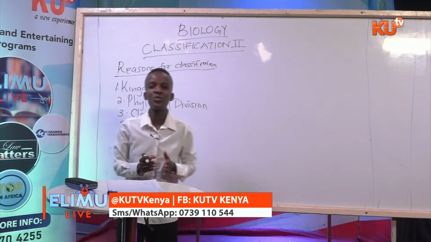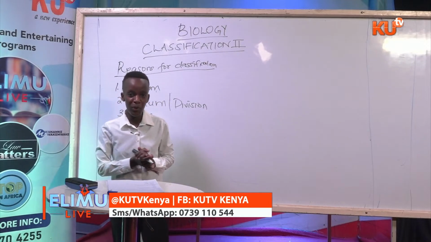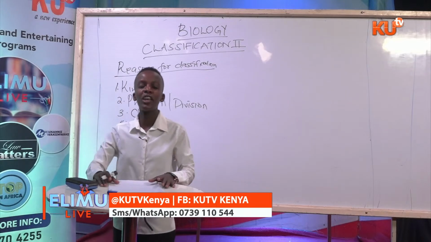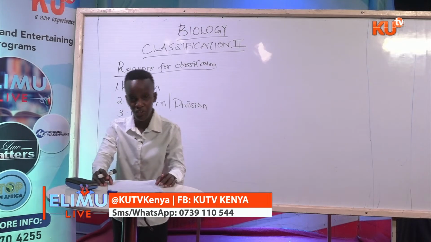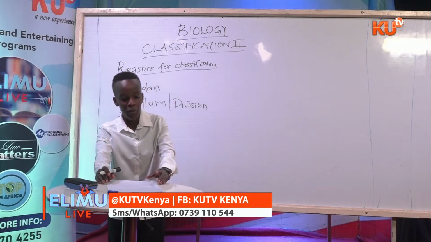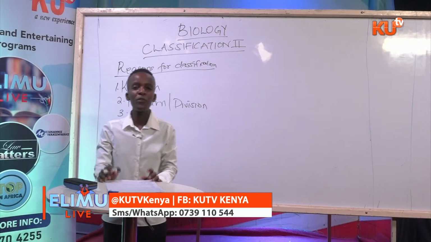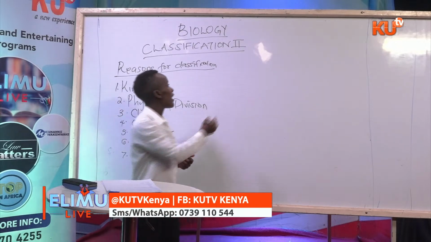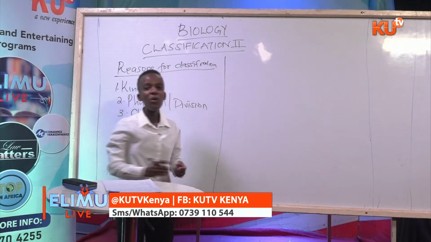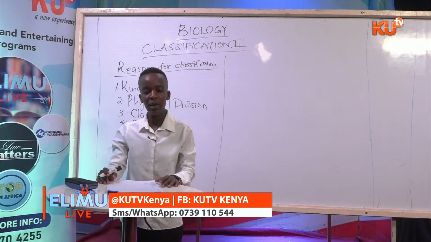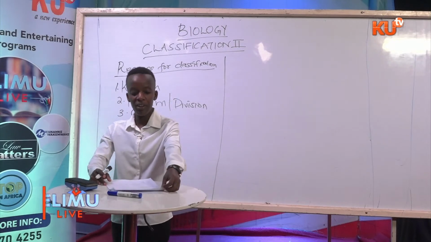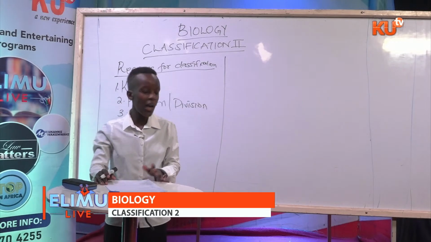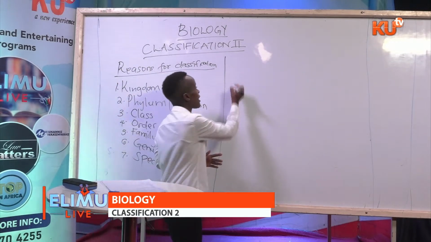Our key interest today, learners, will be on the kingdom. We learned in classification 1 that we have 5 kingdoms in biology, which we study in broad. The first kingdom is kingdom Monera. Learners, I would like you to pay attention to spellings, since in biology we are very keen on spellings, including singular and plural. Our first kingdom was kingdom Monera.